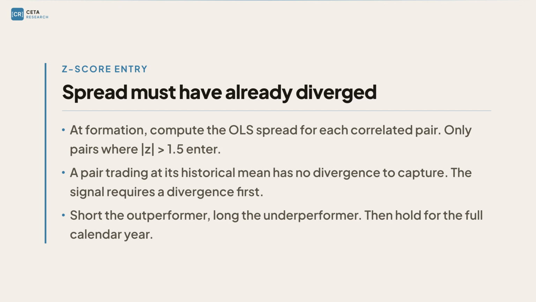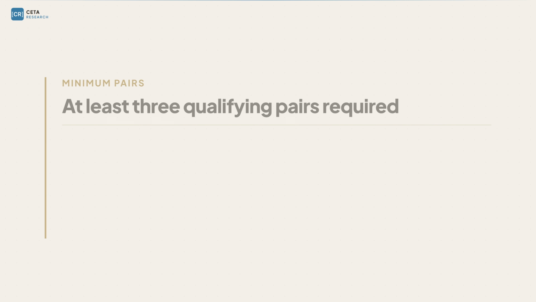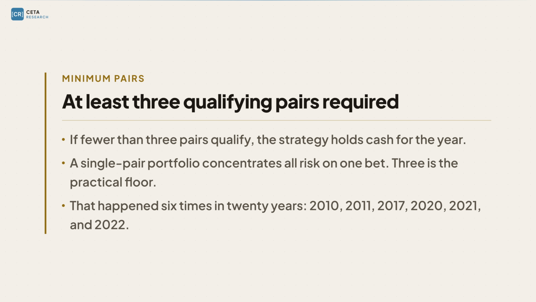A pair with a near zero z-score is trading at its historical equilibrium. There's no divergence to capture. The minimum pairs rule prevents the strategy from running with too little diversification. If fewer than 3 pairs qualify, the strategy holds cash for the year. A single pair portfolio concentrates all risk on one bet. 3 is the practical floor for any meaningful market-neutral exposure.